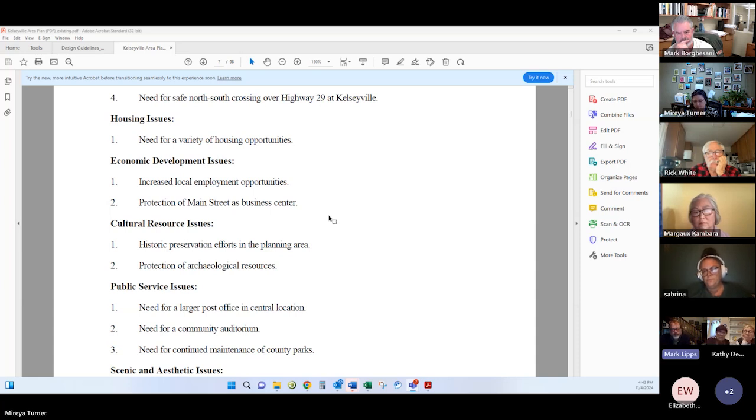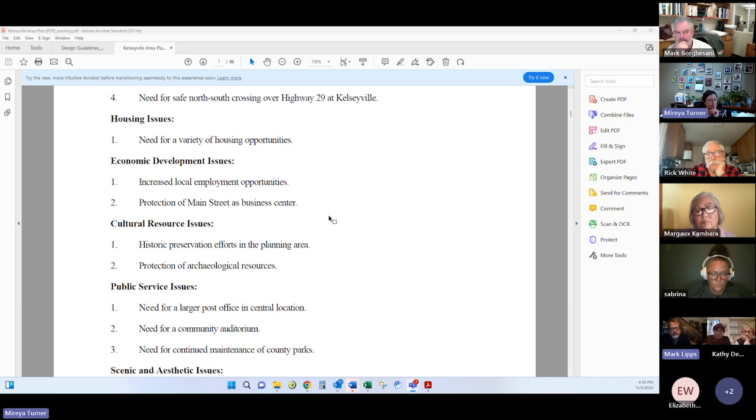Are there not enough lights, so that you would just have to go to that area and cross at the stoplight? Yeah, there's only one stoplight on 29 in Kelseyville. There's one at Highland Springs. There's one at Live Oak Drive. And that's it. Okay.